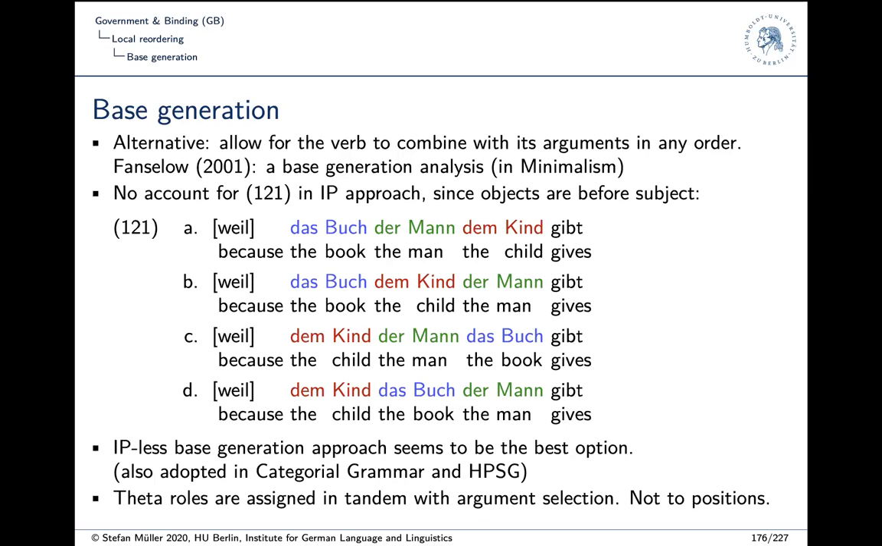Okay, if you assume the base generation approach, then the theta roles are assigned in tandem with argument selection. So that's part of the valence frame. And one wouldn't assign the theta role to certain positions because you have different base positions, right? So that wouldn't make sense.